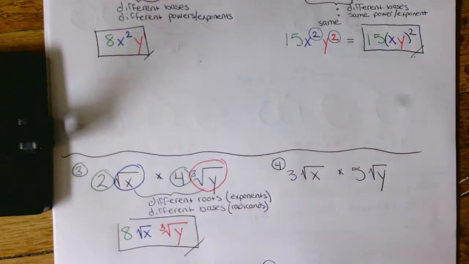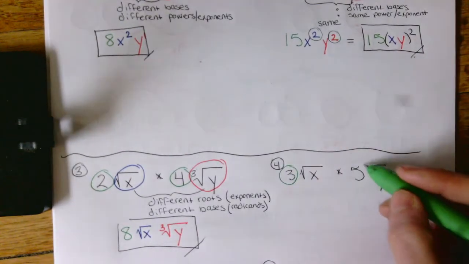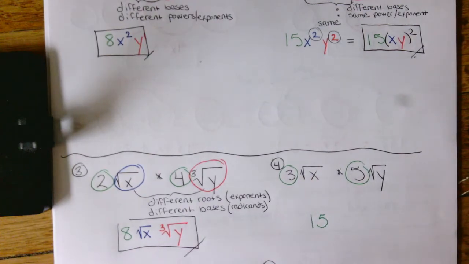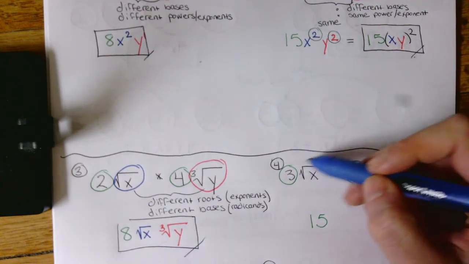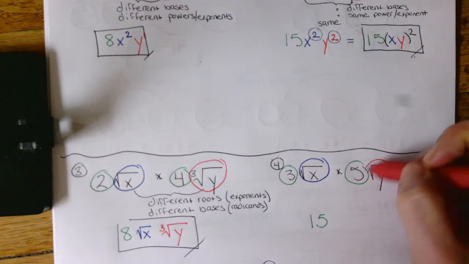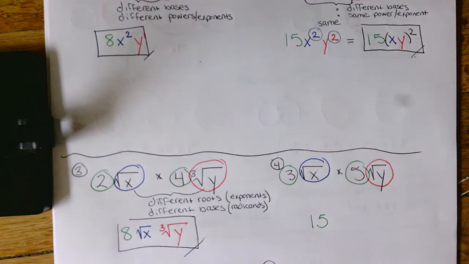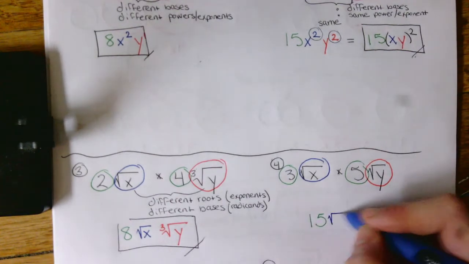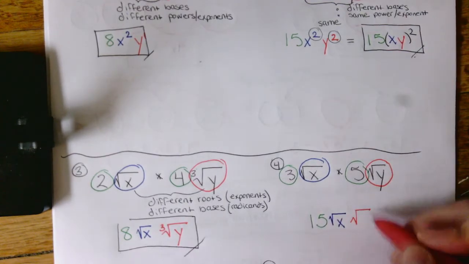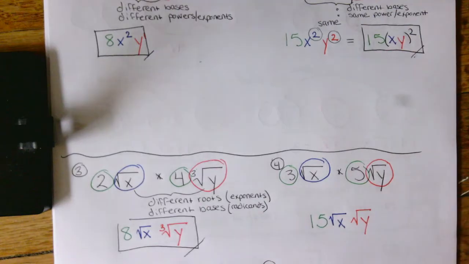Here again, I'm going to find my numbers. Can multiply the numbers together. Now here, I've got a square root x. Here, I've got a square root y. So if I write this, taking the square root of x and the square root of y.